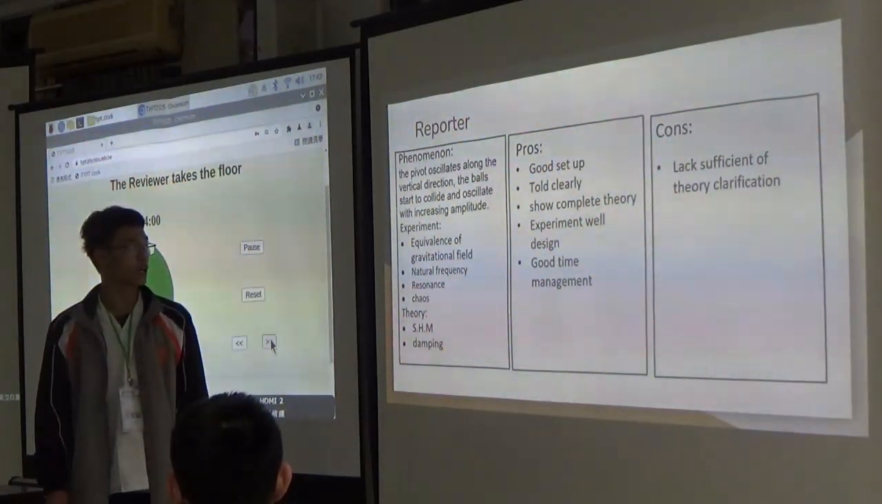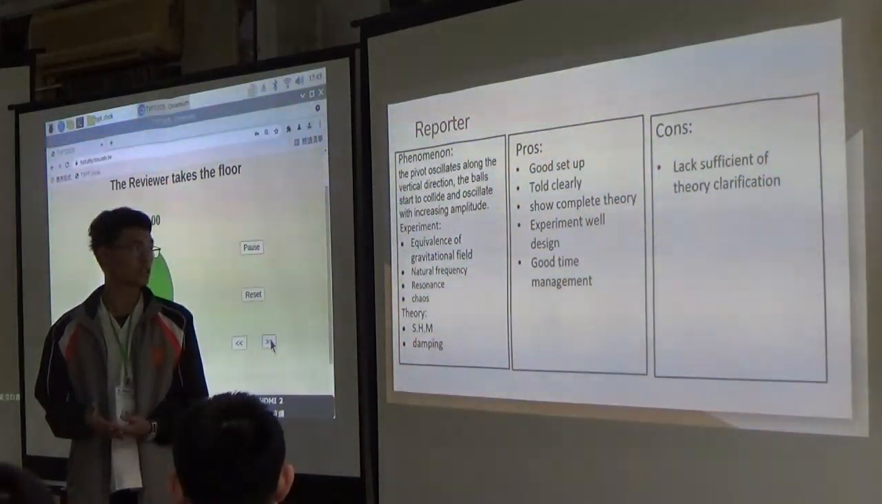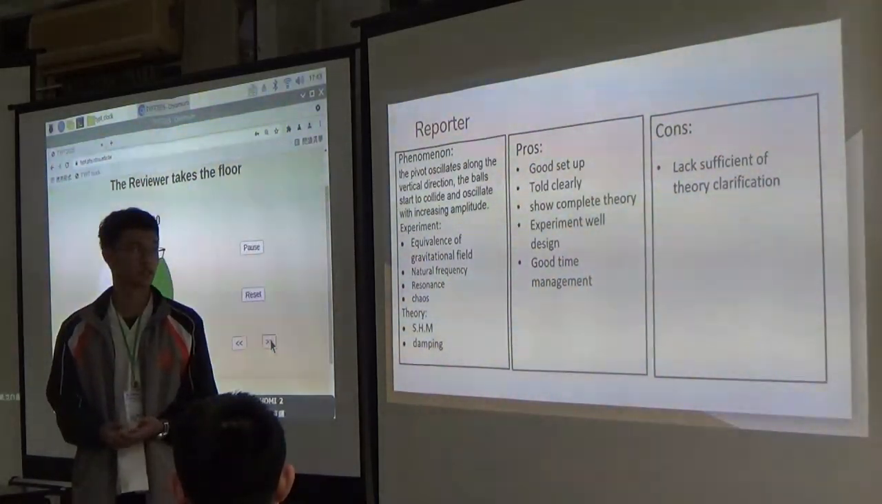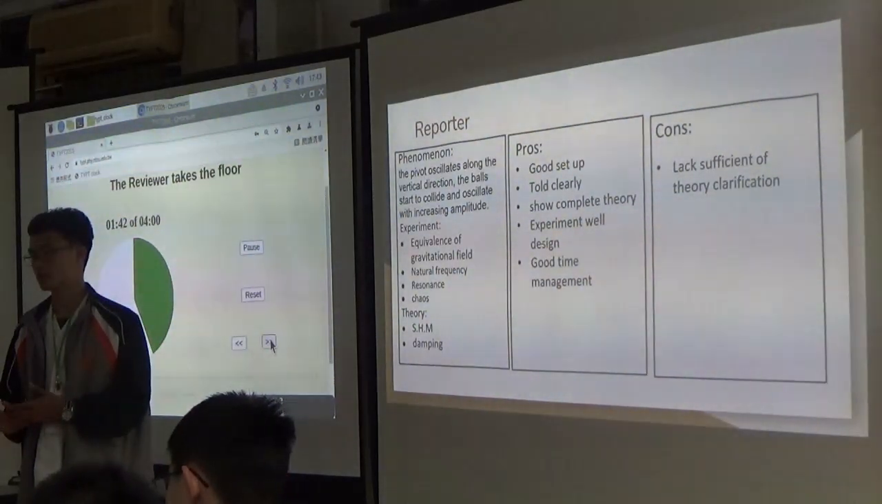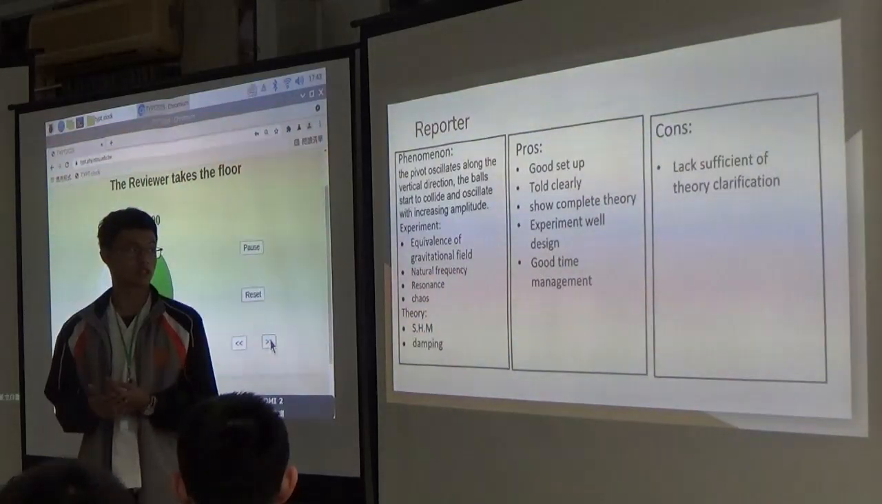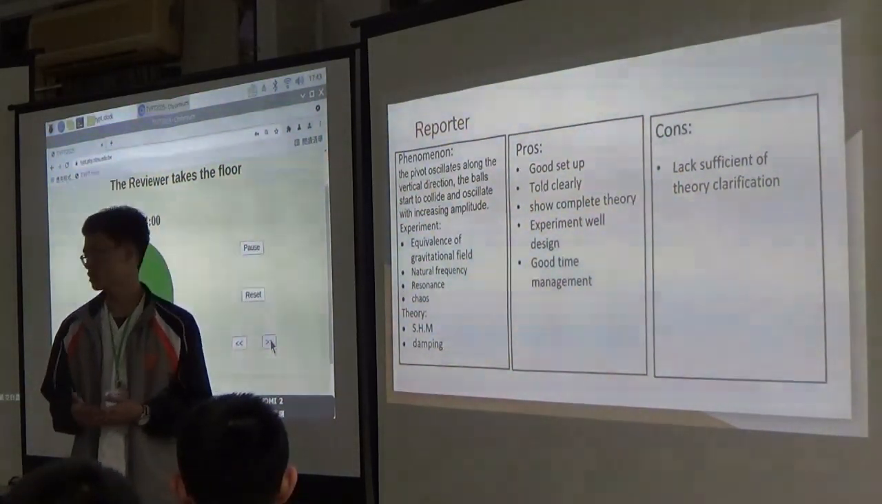The reporter has a good setup, explained very clearly, and showed the theory and experiments by computer, with good time management. But I think the mathematics is very complex, and I suggest that he explain this more clearly.